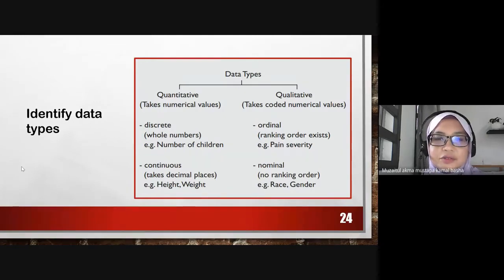For discrete, usually it's talking about whole numbers, for example, number of children, while continuous takes a decimal place, like the variable of height, weight. And for qualitative data, we have ordinal, which presents you a ranking order, such as pain severity. Maybe you have poor, moderate, good.